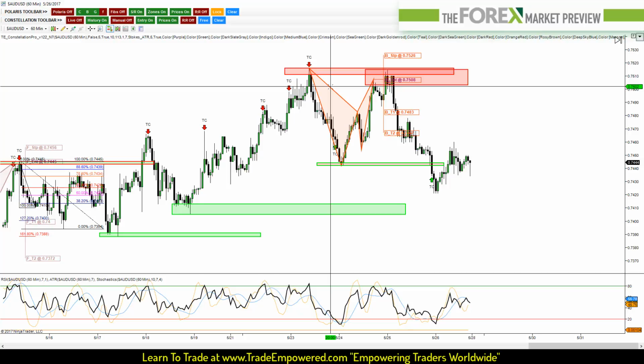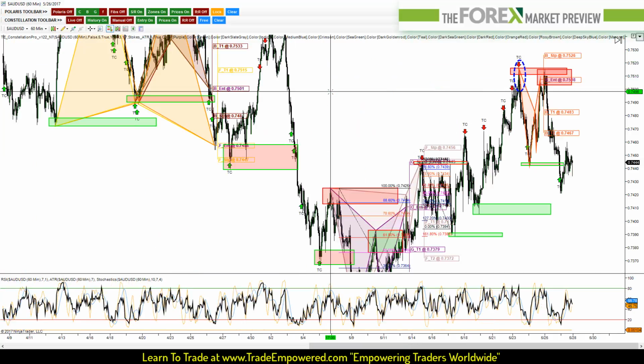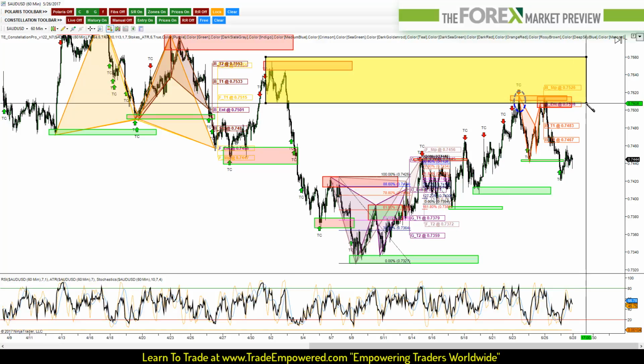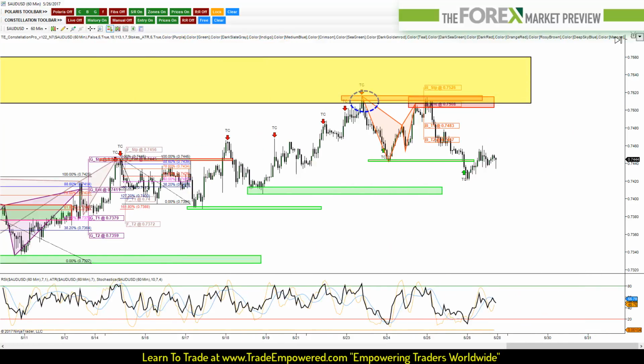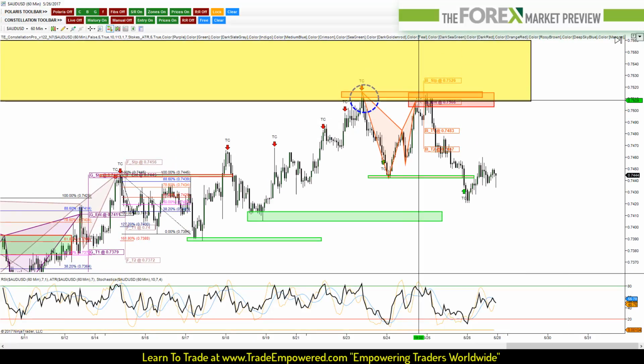So although I didn't have a chance to enter on that first touch of that zone, again, that zone on the higher time frame is going to be right in here. I didn't have a chance to get involved on the first touch of it. I was able to get involved using the advanced pattern formation on a second chance entry on the double top here. And that's kind of the cool part about having different tools in your arsenal.